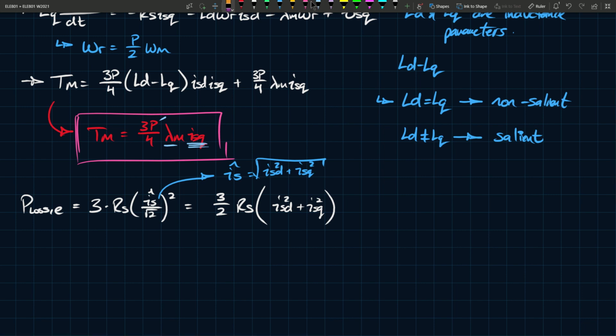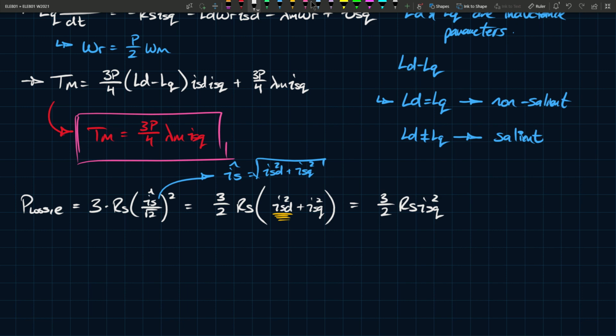Now if ISQ is being used to control the torque, what that means is we don't really need ISD, right? Because it's not controlling any of the torque. But ISD is contributing to the losses. So if we want to minimize the losses, why don't we set ISD equal to 0? If we set ISD equal to 0, this loss becomes 3 over 2 RS ISQ squared. So now we've reduced the loss, depending on how large ISD usually is. I mean, ISD could be as much as probably equal to ISQ.